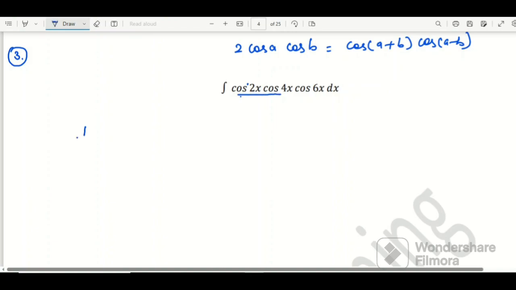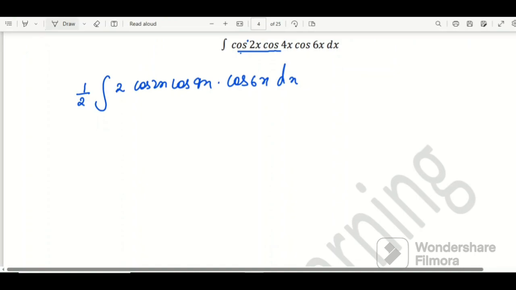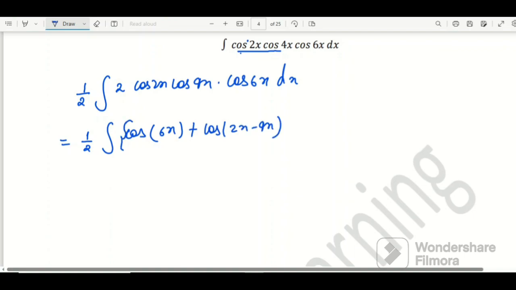So for that I'll multiply 1 by 2 outside and take 2 inside: 2 cos 2x cos 4x into cos 6x. So here it will be 1 by 2 into 2 cos A cos B, which is cos(A plus B) plus cos(A minus B), and into cos 6x is there.